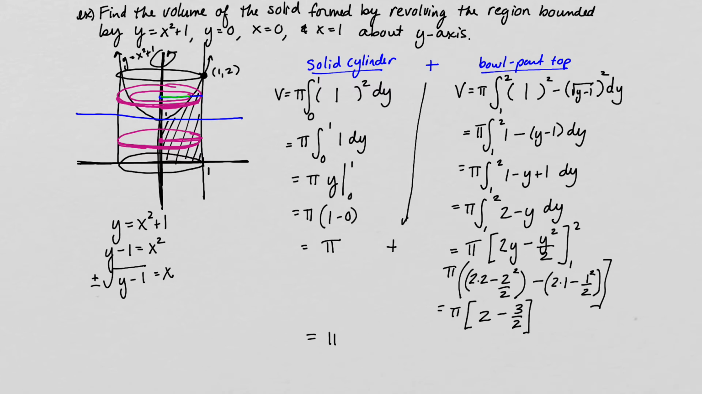So I end up with pi from this first part plus pi times 1/2, or if I put them all together, maybe I should probably do it underneath, we end up with 3 pi over 2. Questions?